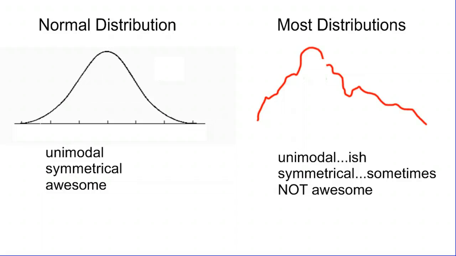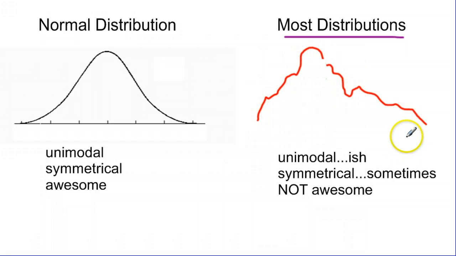The central limit theorem is one of the most powerful and amazing ideas in statistics. The normal distribution is this handy curve that is unimodal, symmetrical, and just generally awesome, in my own words here. It forms this perfect mathematical curve. The problem is that in the real world, most distributions kind of look like this.